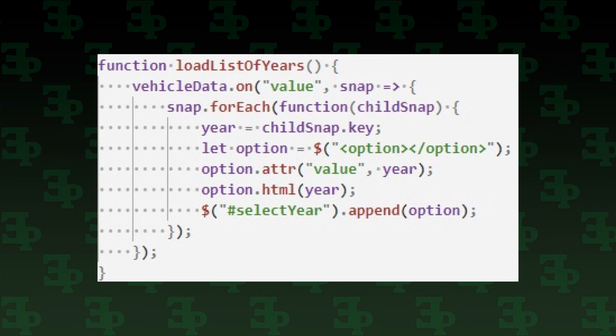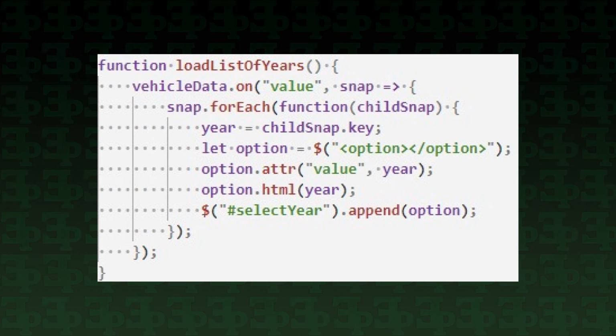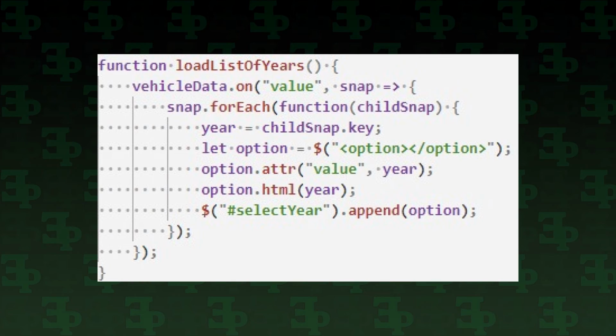This is how we retrieve the vehicle data from the database. Here we attach an event callback with a data snapshot as a parameter. The data snapshot contains all the years. We use the for each function to wrap each function into an option element and display them on a browser for the user to choose from.